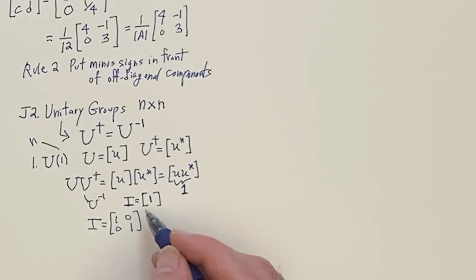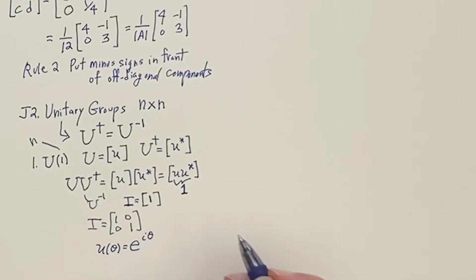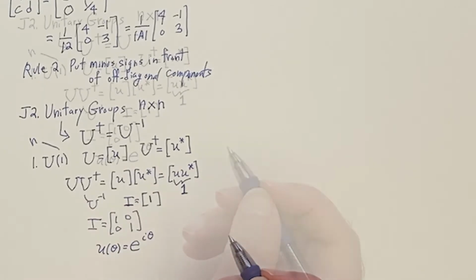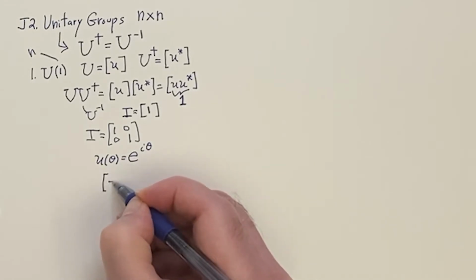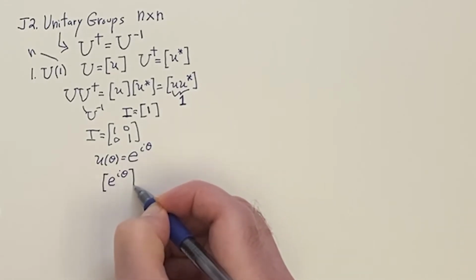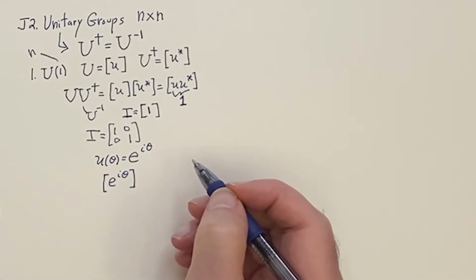So what would give this? Well, actually, if you have U of theta equal to e to the i theta, and put that in there, so your matrix had e to the i theta, then everything works. All right, let's go ahead and demonstrate.